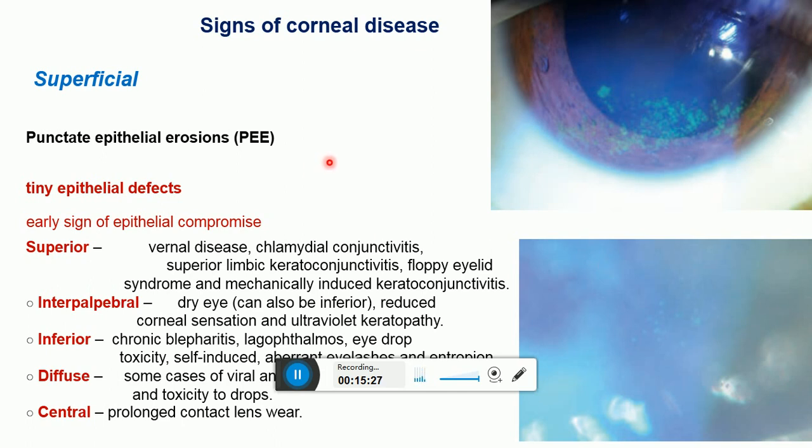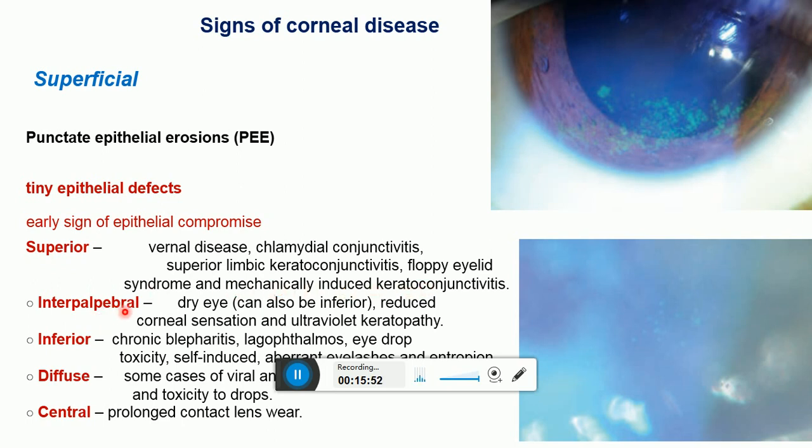The causes include a variety of stimuli. The location of the lesions is important. Superior lesions are caused by vernal disease, chlamydial conjunctivitis, superior limbic keratoconjunctivitis, floppy eyelid syndrome, and mechanically induced keratoconjunctivitis.